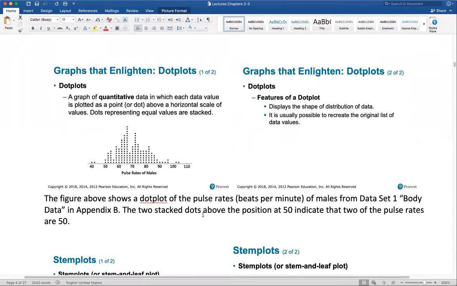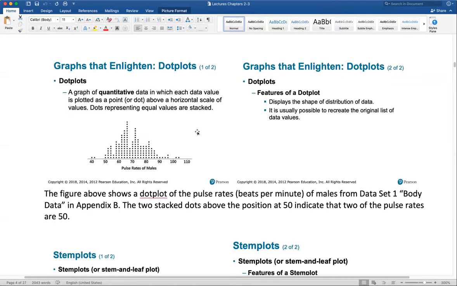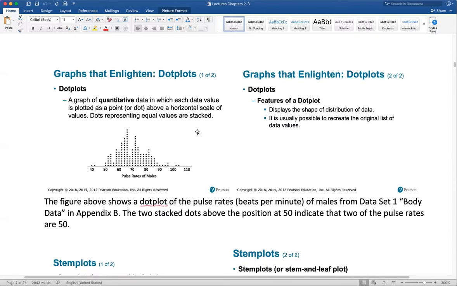And then this is the other type of graph. So, dot plots. Okay. So the other one is the dot plot. A dot plot is used to plot quantitative data, in which each data value is plotted as a point or dot above a scale of values. So dots representing equal values are stacked. So let's see. Here we can't plot a dot plot using the calculator, so you have to do it by hand.